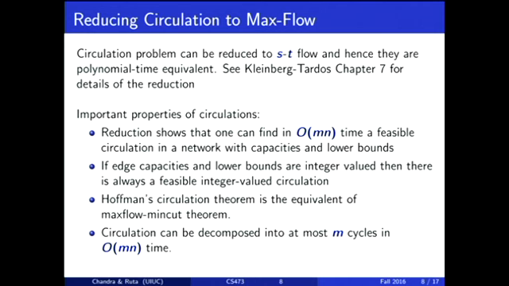If edge capacities and lower bounds are integer valued, there is always a feasible integer valued circulation, which is nice. Just like flow, there exists a maximum flow which is integer valued when capacities are integer valued. Here, if both lower bounds and upper bounds are integer valued, and there is a feasible circulation, then there is a feasible integer valued one. And you can find it.